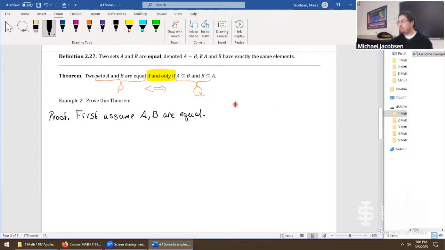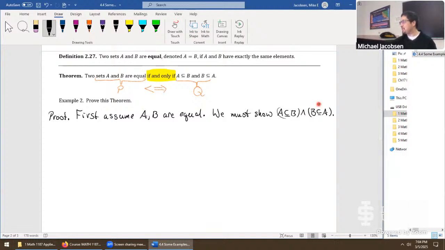It's kind of what we're doing in essence here. We're going to assume A and B are equal. Then just tell yourself what you want to do next. We must show A is a subset of B, and B is a subset of A. Subset equals, but I'll just say subset to save a little oxygen each time it comes up. So that's how we're going to start it off. Assume A and B are equal. Try to make that conclusion.